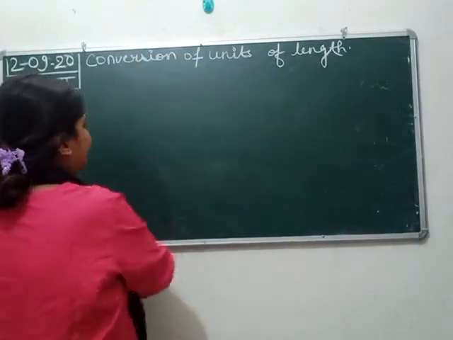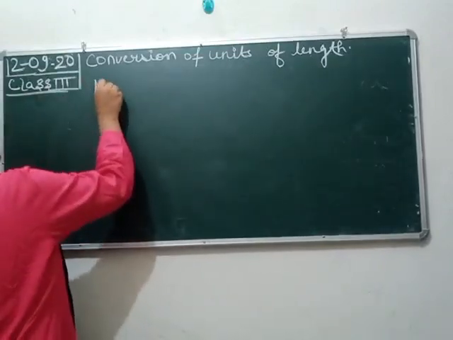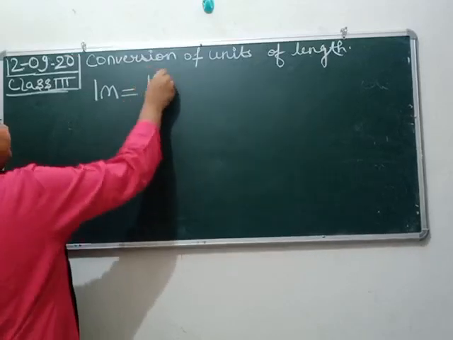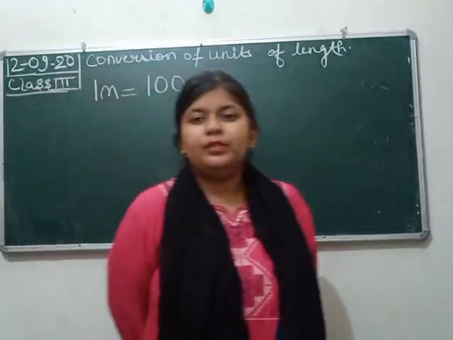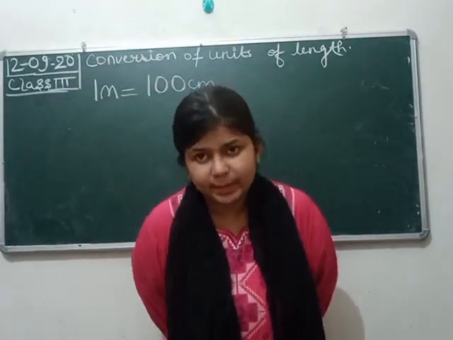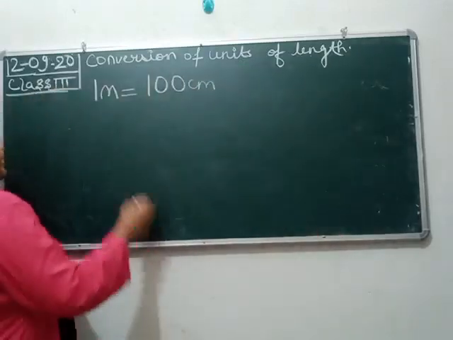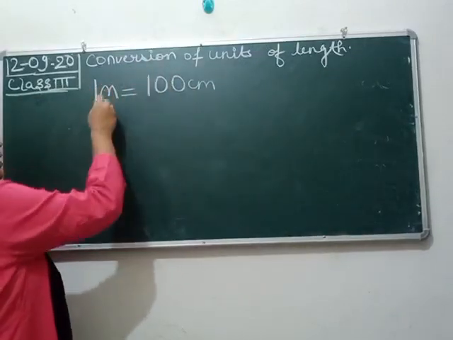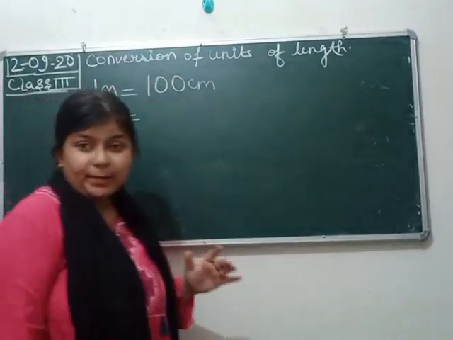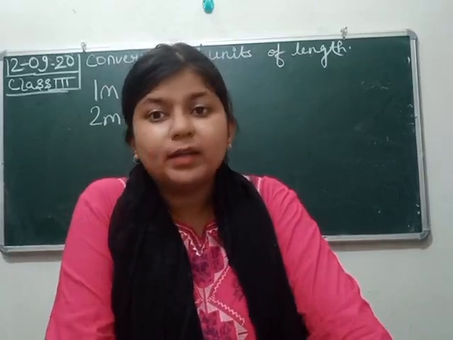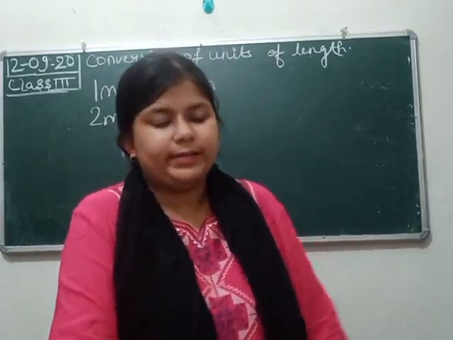So, let us do that. Now 1 meter is equal to 100 centimeter. This you all know. Now, if I ask you to convert 2 meter, then if 1 meter is equal to 100 centimeter, then 2 meter is equal to 2 into 100, that is 200 centimeter.